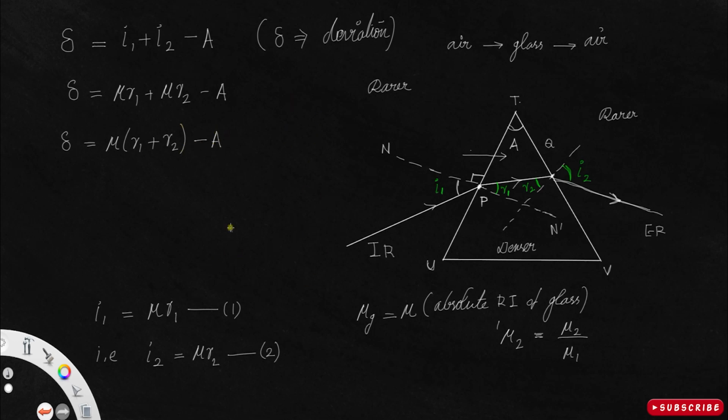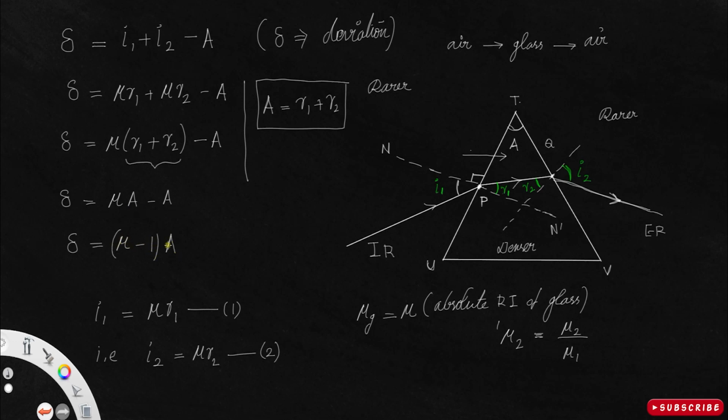Also, we know the angle of prism will be R1 plus R2. This is also in that video. We already derived this. Okay, angle of prism will be R1 plus R2. So I can replace this R1 plus R2 with A. So delta is equal to mu A minus A. That makes delta equal to mu minus 1 times A, taking the A out. So this is the expression for angle of deviation for small angles. Delta equal to mu minus 1 into A.